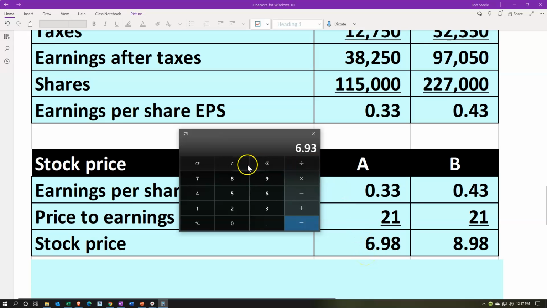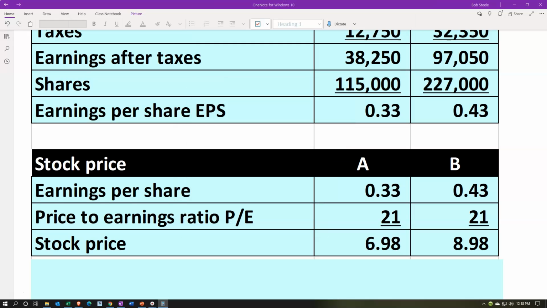Now, it's not exact because there's rounding involved, so you'll recall that we really had 38,250 divided by 115,000. It's really 0.3326 and so on, times 21 would give us the 6.98. And then we have the 0.43 times 21 is going to give us about that. And let's do it more exactly. We got the 97,050 divided by 227,000. It's really 0.42753 and so on. So let's take that times 21, and then we got our 8.98 about. So that's going to be our stock price.